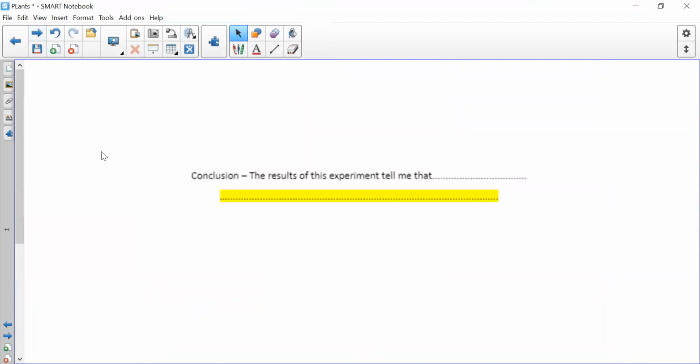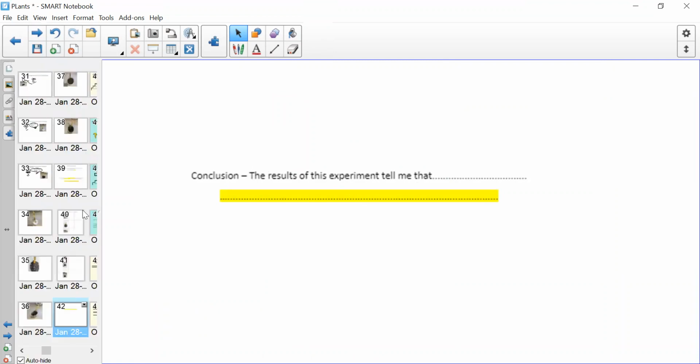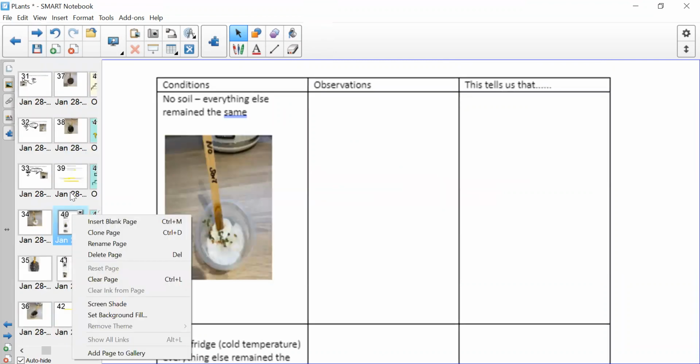And then finally, you're going to do your conclusion. Okay, so I at least want to see 2 sentences for this. If you want to do a paragraph, if you're feeling really confident with your science, that would be amazing, okay? So conclusion, the results of this experiment tell me that, okay? Now, spend as long as you want on this. Should be about an hour to write this all up, okay?